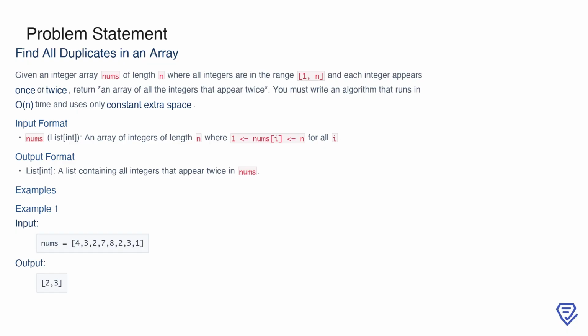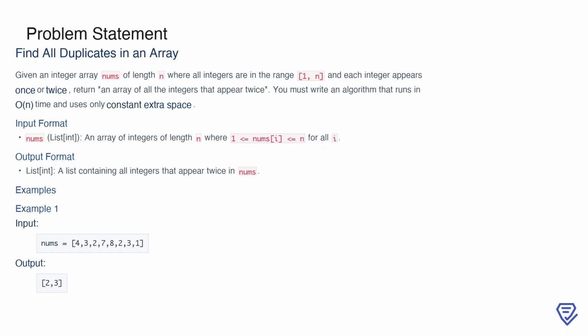The key challenge of this problem is to design an algorithm that works efficiently in O(n) time complexity while using only constant extra space. Let's look at the input format. We are provided with an array nums where each value satisfies the condition 1 ≤ nums[i] ≤ n. The output format is a list of integers, containing all the values that appear twice in the array.